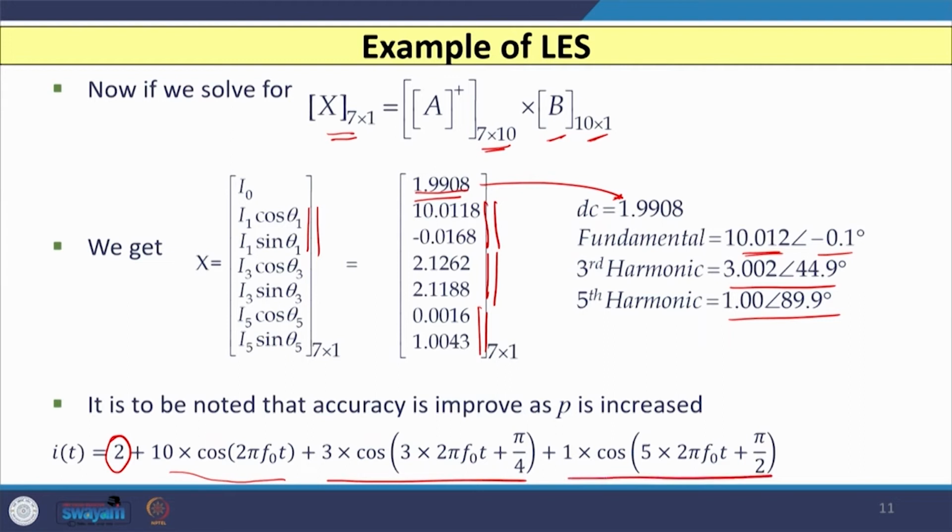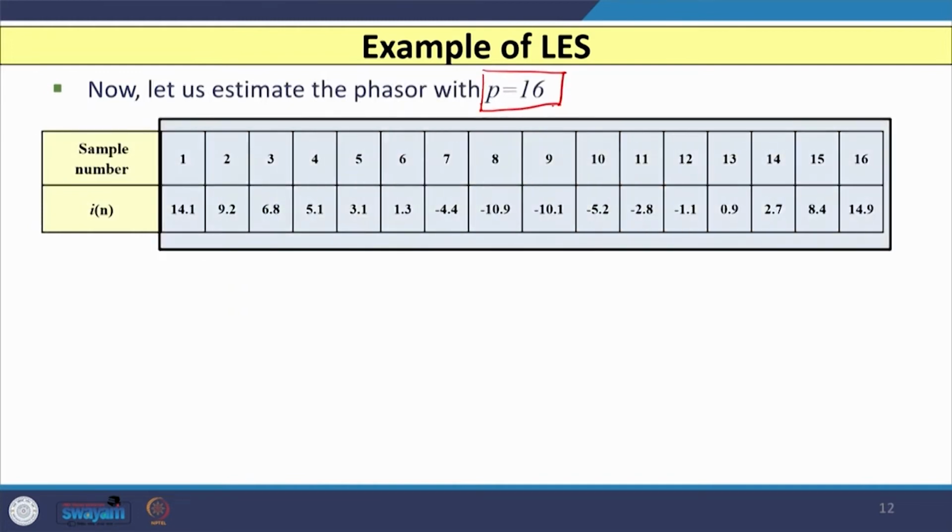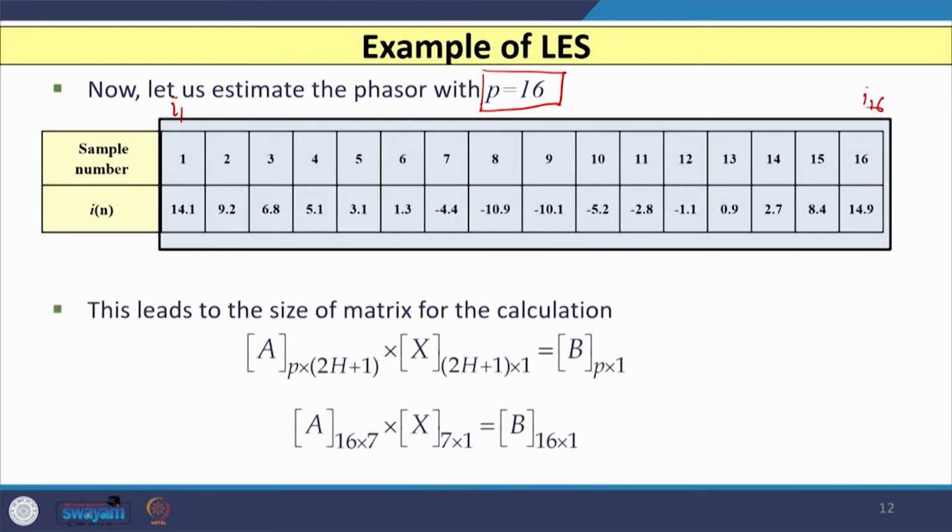Now, let us further increase the value of P. So, now let us consider the value of P, that is 16. So, now we are taking all 16 samples in one cycle from I 1 to I 16. If I consider 16 samples, then the size of this A matrix, that is P cross 2H plus 1, with P now 16, is 16 cross 7.